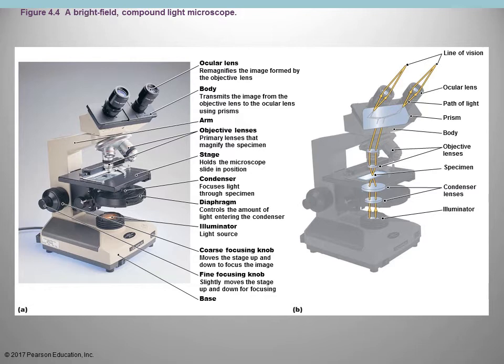The stage is what's holding your slide that has the specimen on it. The condenser is underneath the stage and helps to focus the light up through the specimen. The diaphragm that's typically below that will control the amount of light that's entering into the condenser. Your light is down on the bottom. You have a coarse adjustment knob and a fine adjustment knob. This helps you to focus.